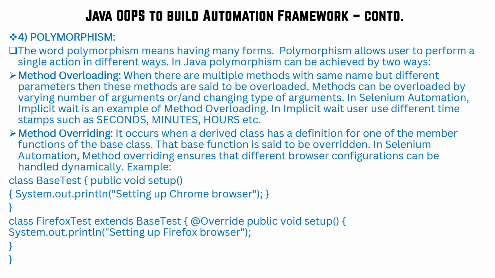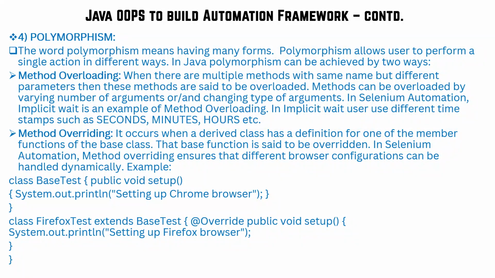The next one is method overriding. It occurs when a derived class has a definition for one of the member functions of the base class. That base function is said to be overridden. In Selenium automation, method overriding ensures that different browser configurations can be handled dynamically. Suppose I already have my base class where I have defined everything, especially for the Chrome browser, because I want to execute by default in Chrome.